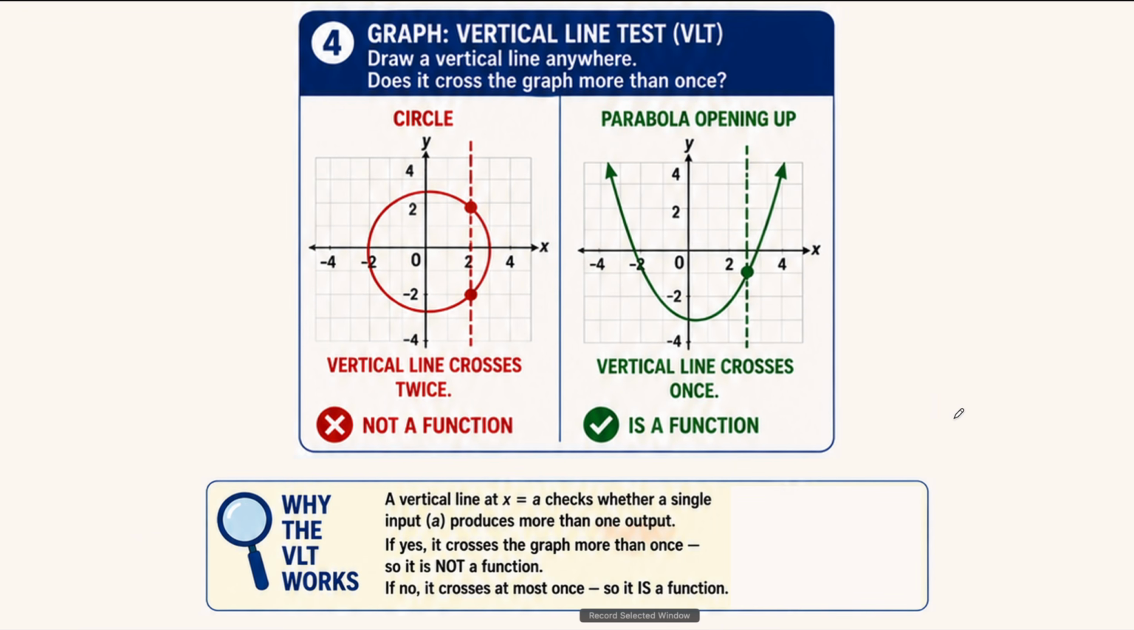So again, a vertical line always checks whether a single input produces more than one output. If yes, it crosses the graph more than once, so it is not a function. If no, it crosses at most once, so it is a function. Pag nag-cross ang dalawa, not function yon. Pag nag-isa lang, that is a function.